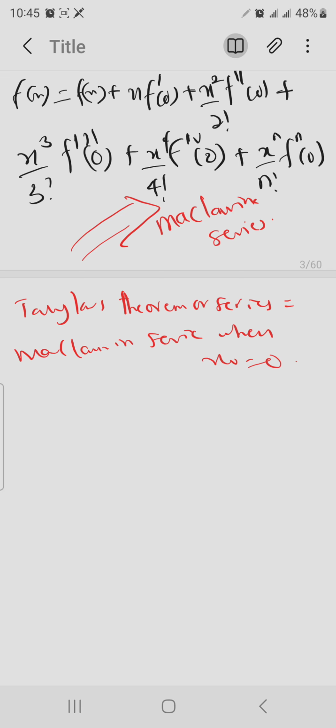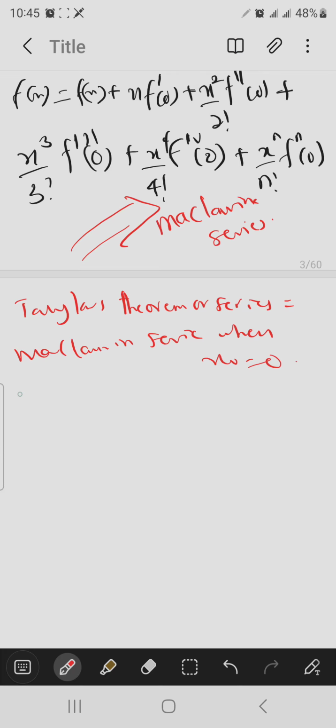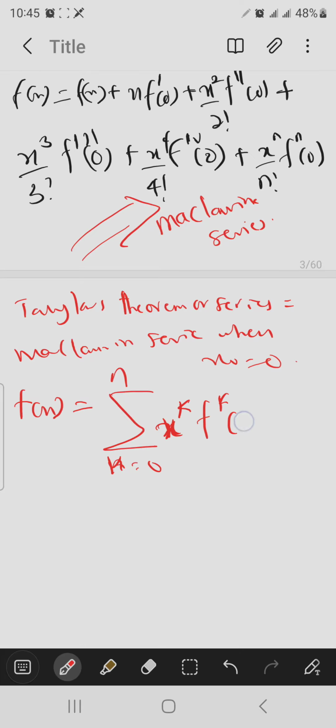So now the general formula for Maclaurin series will be f of x equals summation from k equals 0 to n of x to the power k, f to the k of 0 over k factorial. So this one is going to be Maclaurin series. This will not be Maclaurin series.